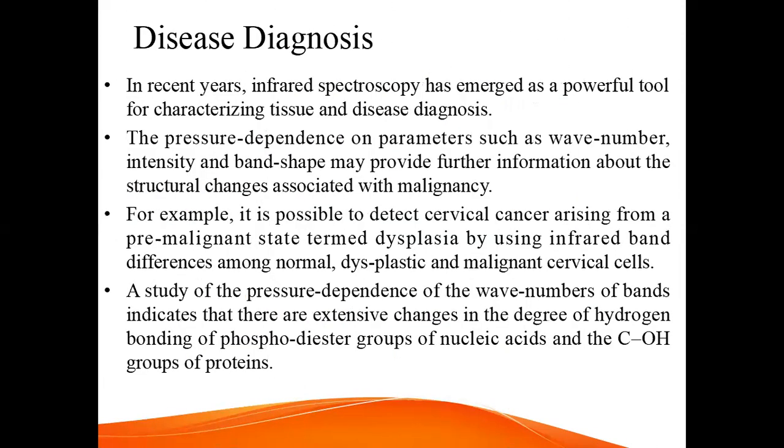Disease diagnosis. In recent years, infrared spectroscopy has emerged as a powerful tool for characterizing tissue and disease diagnosis. The pressure dependence of parameters such as wave number, intensity, and band shape may provide further information about the structural changes associated with malignancy. For example, it is possible to detect cervical cancer arising from a pre-malignant state termed dysplasia by using infrared band differences among normal, dysplastic, and malignant cervical cells.